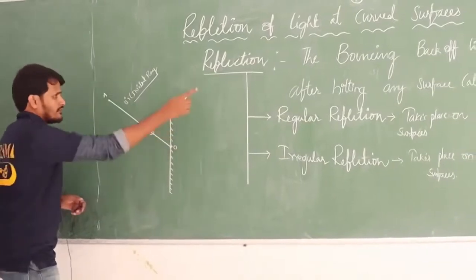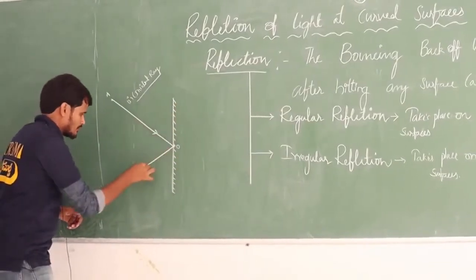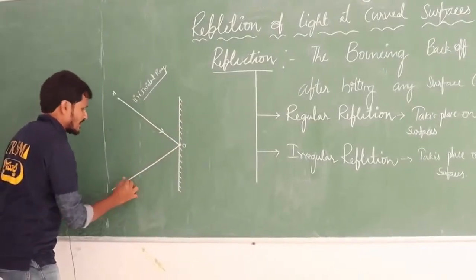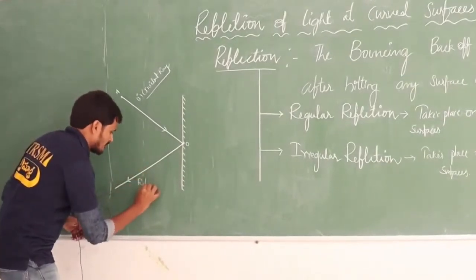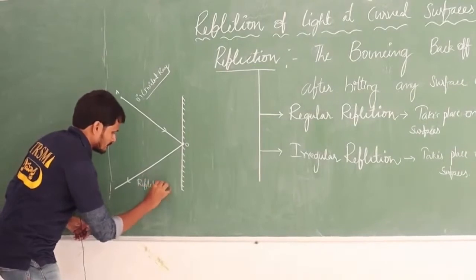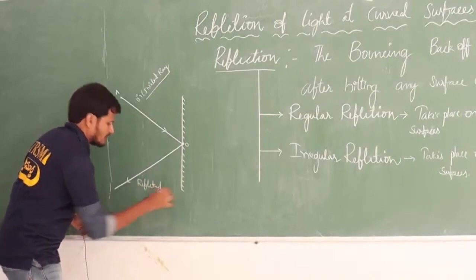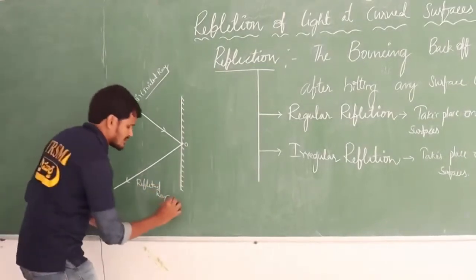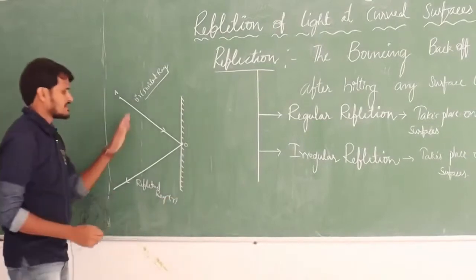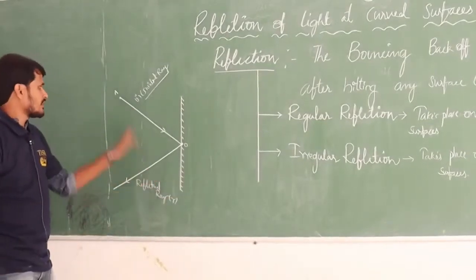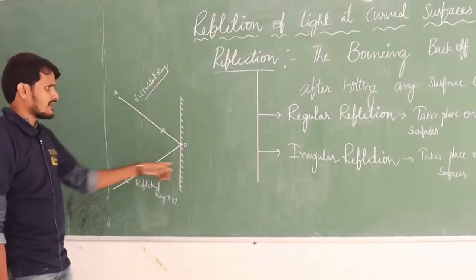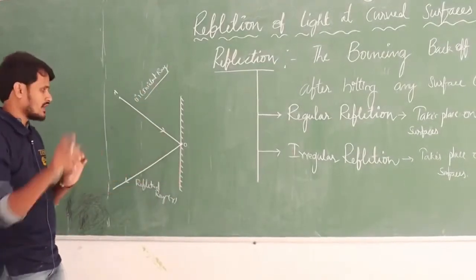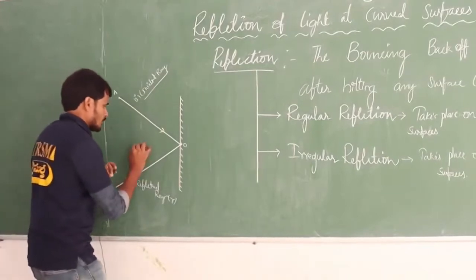We know that the light will bounce back with the same angle. This ray is called the reflected ray, and it is denoted by small r. Incident ray and reflected ray. The definition says the bouncing back of light after hitting any surface is called reflection. Now I am considering one normal here.